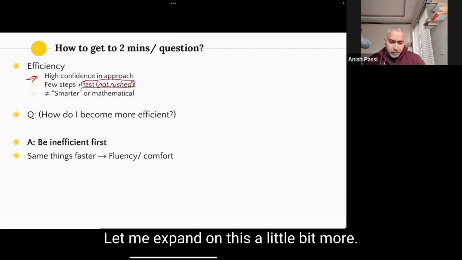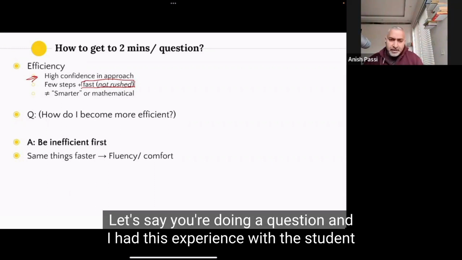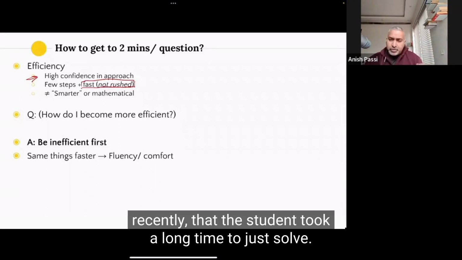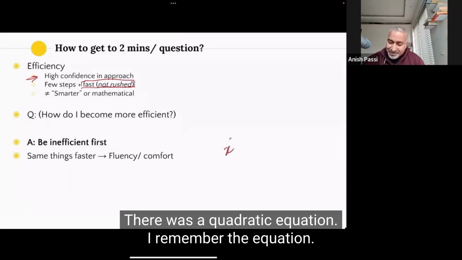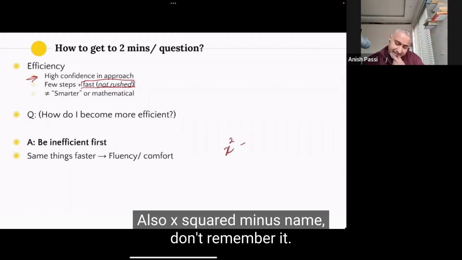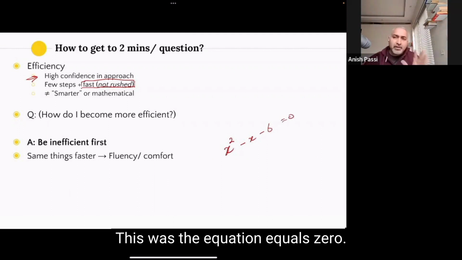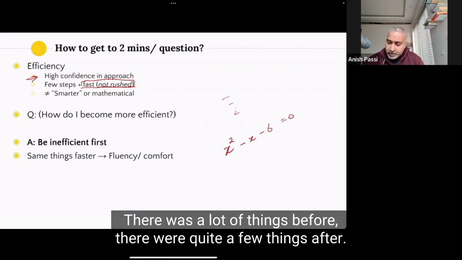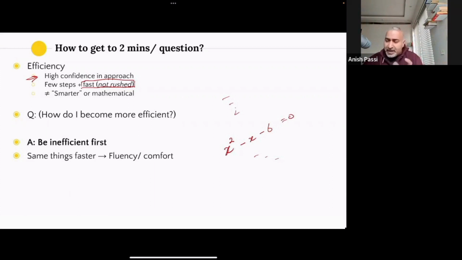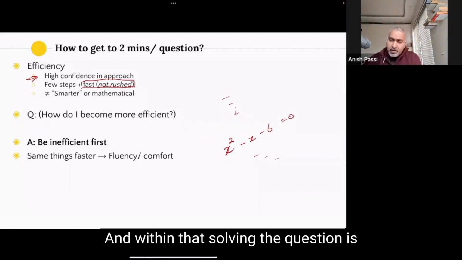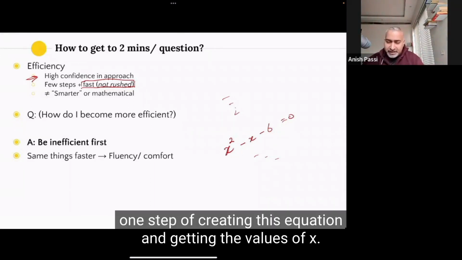Let me expand on this a little bit more. Let's say you're doing a question, and I had this experience with a student recently, that the student took a long time to just solve a quadratic equation. I remember the equation also: x squared minus x minus 6 equals 0. This was a part of the question. There were a lot of things before and quite a few things after. Within that, solving the question, there's one step of creating this equation and getting the values of x.